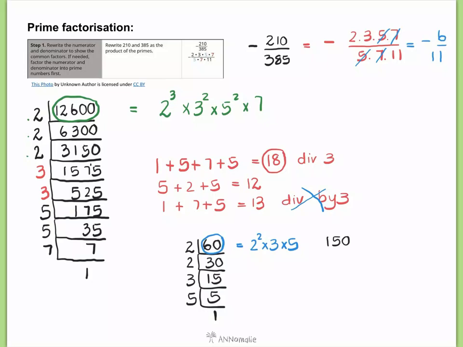Let's look at 150. 150, smallest prime number is 2. That will give us 75. 75 is divisible by 3, and that's 25, and then 5, and 1. And that results in 150 equals 2 times 3 times 5 to the power of 2. All these numbers expressed as a product of their prime factors.